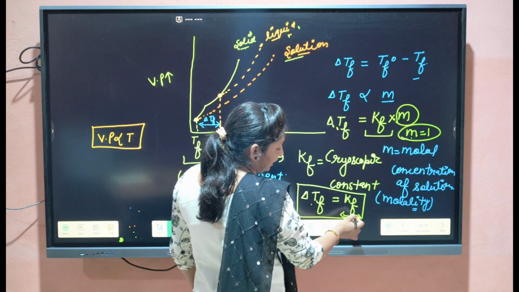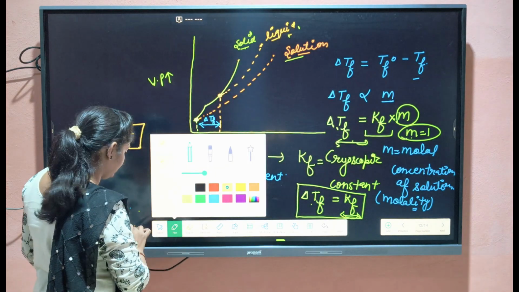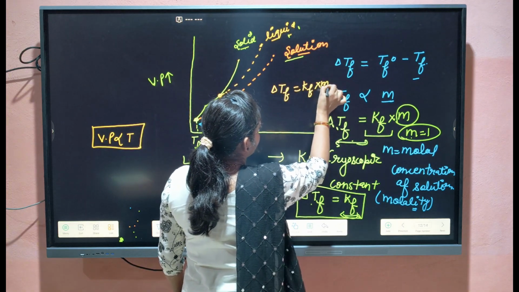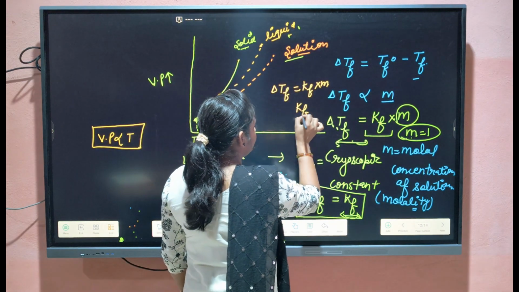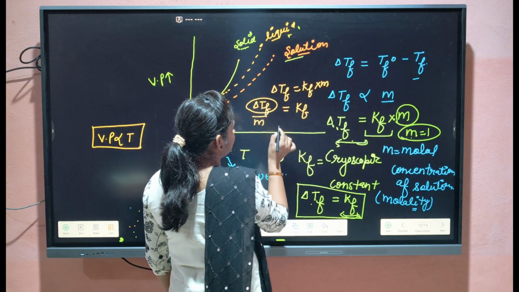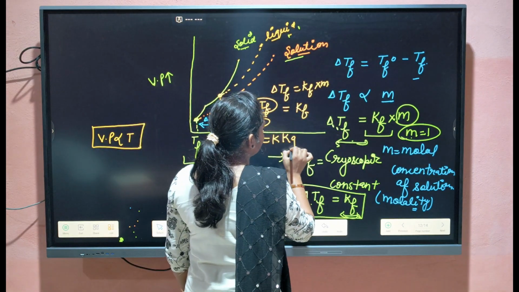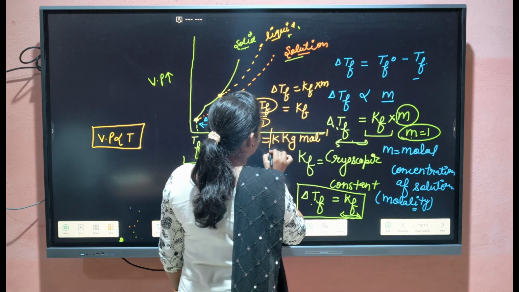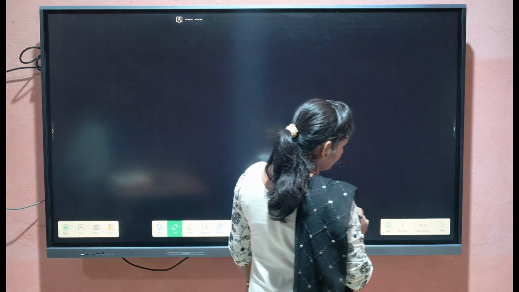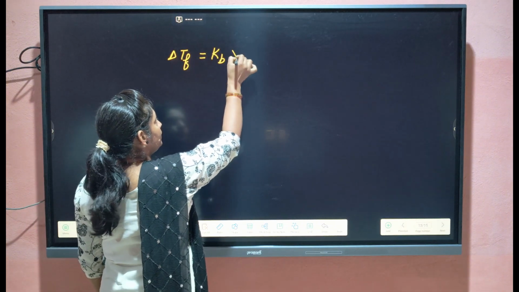Okay, so what is the unit of Kf? From here we can calculate the unit. From del Tf is equal to Kf into m, where m is molality, Kf is equal to del Tf by m. The unit of temperature is Kelvin, and the unit of molality is mole per kg. So what will be the unit for the cryoscopic constant? It will be Kelvin kilogram per mole. So students, this is the depression in freezing point.